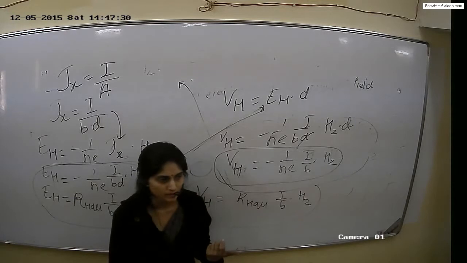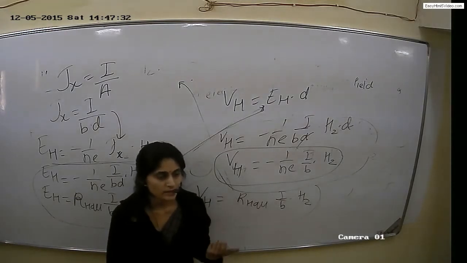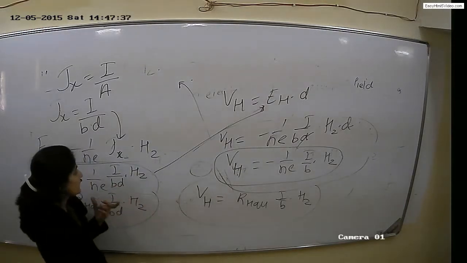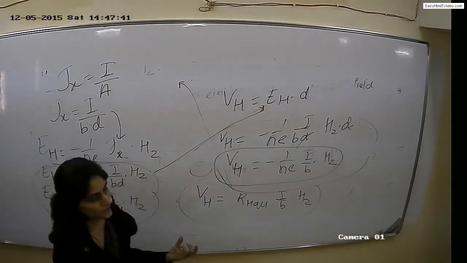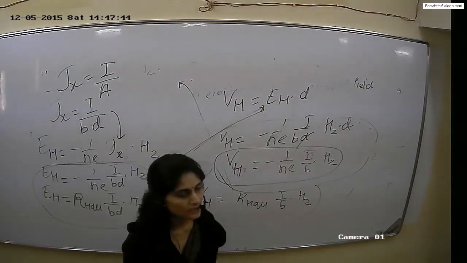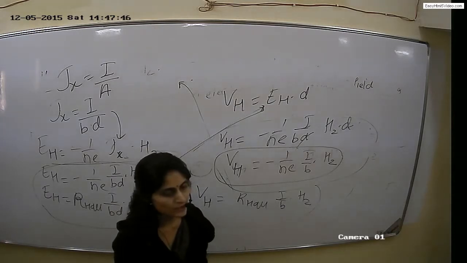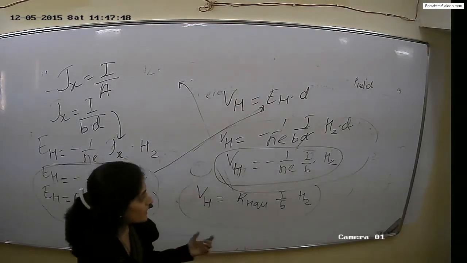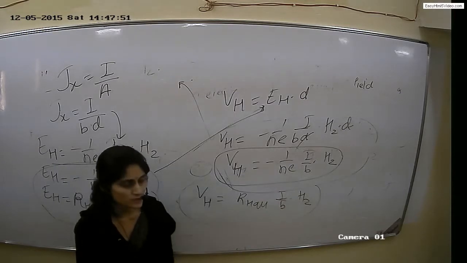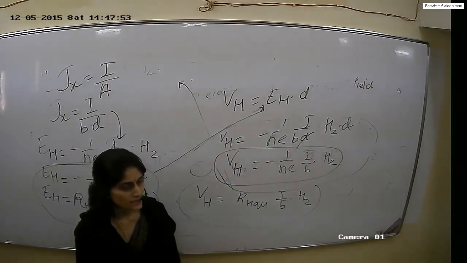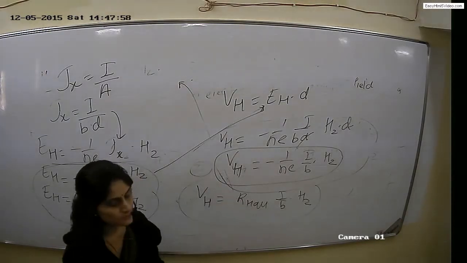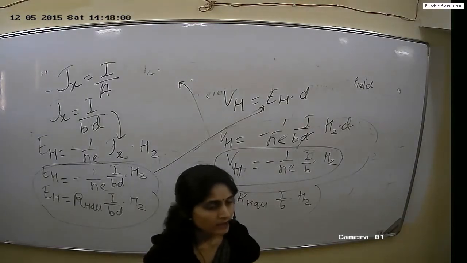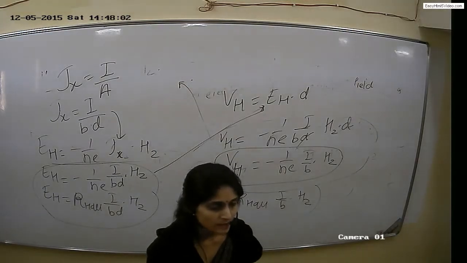With the help of Hall effect, we can determine the type of semiconductor. If the sign of Hall coefficient is negative, the charge carriers are electrons, and that type of semiconductor is called N-type semiconductor. If the sign of Hall coefficient is positive, the charge carriers are holes, and that type of semiconductor is P-type semiconductor. So we can determine the type of semiconductor.